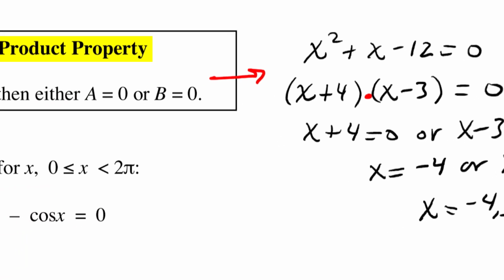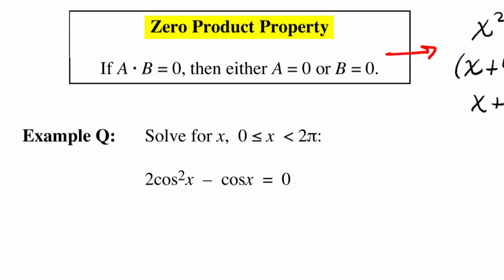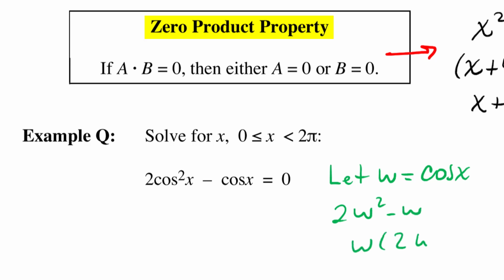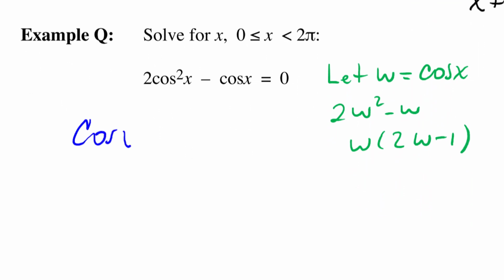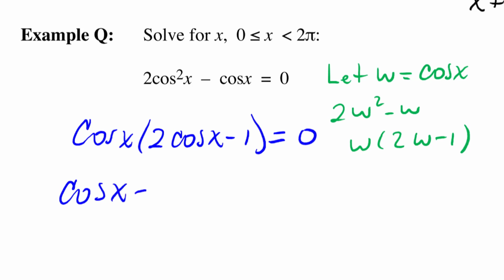Well, let's do the same thing for this example here when solving for x. We're going to let w equal cosine x. This expression on the left side becomes 2w squared minus w. And from that, we can factor out w, and we're left with the quantity 2w minus 1. So the left side expression can then be rewritten as cosine x times the quantity 2 cosine x minus 1, and they're equal to 0. So we set each factor separately equal to 0.